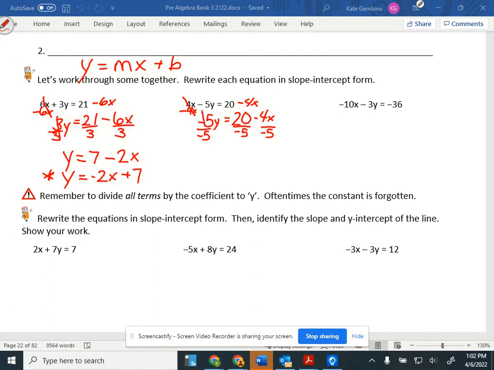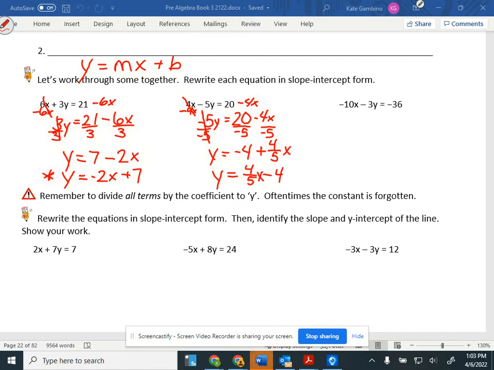So negative 5 divided by a negative 5 leaves me with a positive y. Negative divided by a negative is positive. 20 divided by negative 5 is negative 4. Negative 4 divided by negative 5 is a positive 4/5 x. Then remember, we want to write it so it's in that slope intercept form. So positive 4/5 x minus 4.